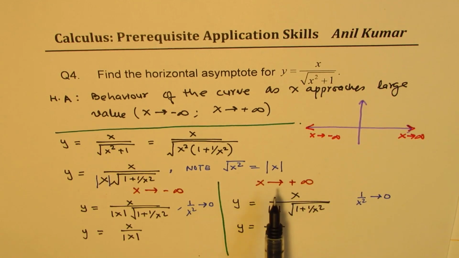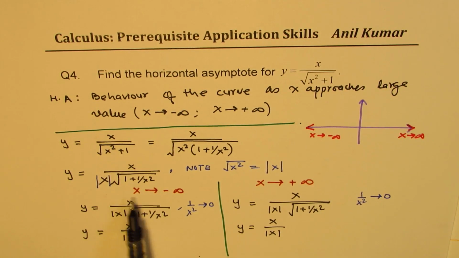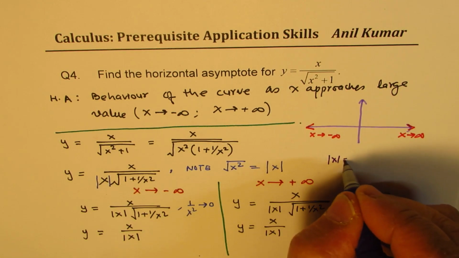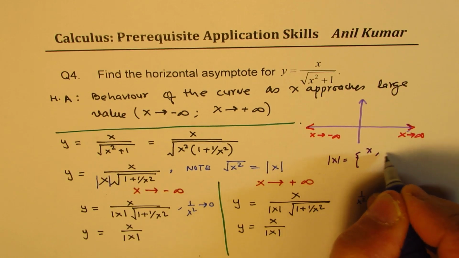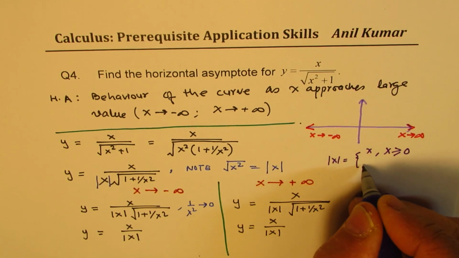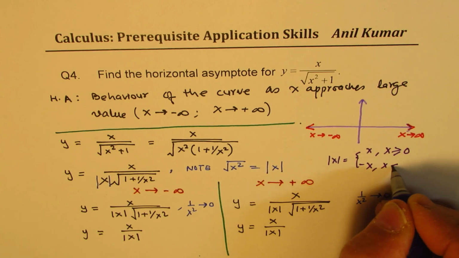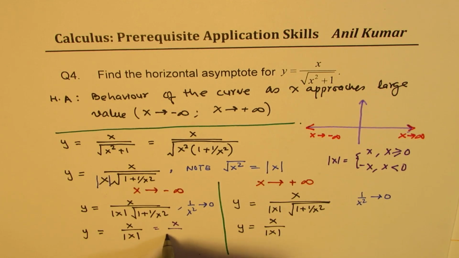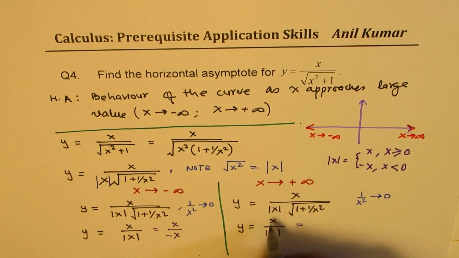Now, when x is approaching positive infinity, what is the value of the absolute value of x? And what is the value of the absolute value of x when x approaches negative infinity? Can you write that down for me? Well, this is how we define the absolute function. It is equal to x when x is greater than or equal to 0, and it's minus x when x is less than 0. So when you're approaching negative infinity, this will be equal to minus x. And when it is approaching positive infinity, it will be plus x.